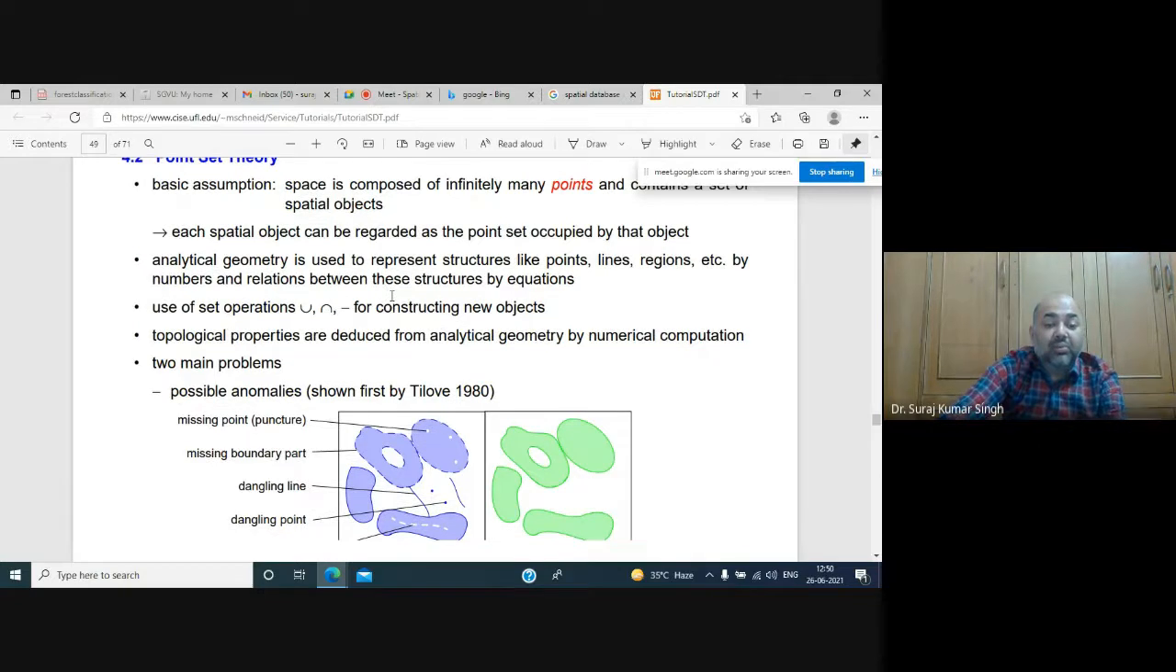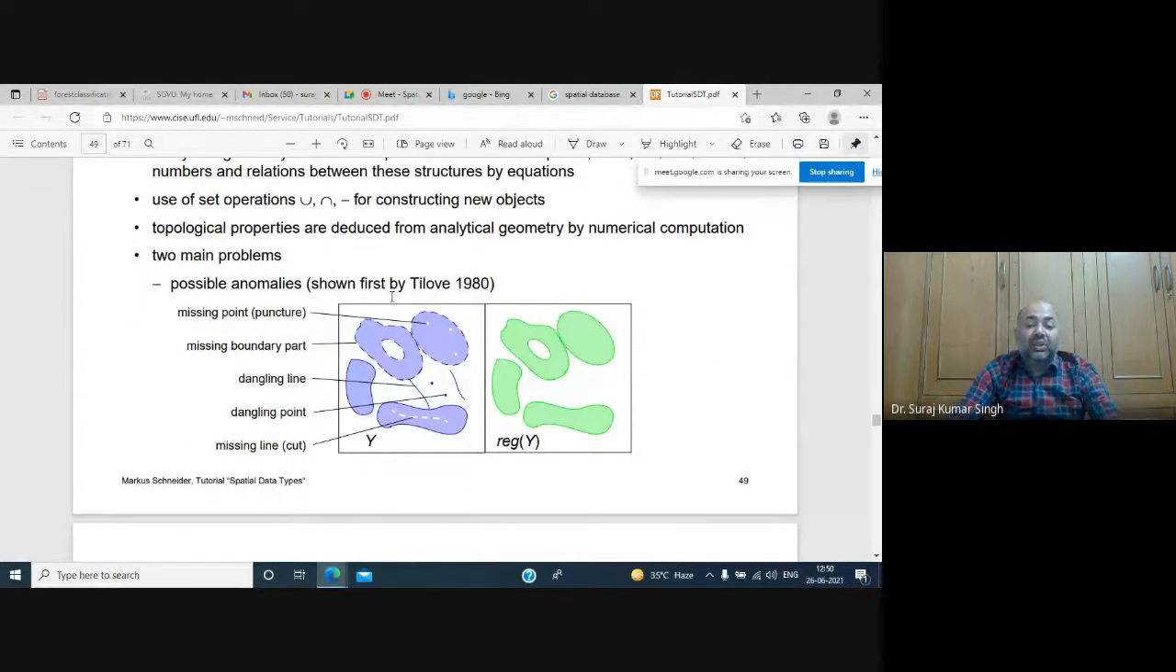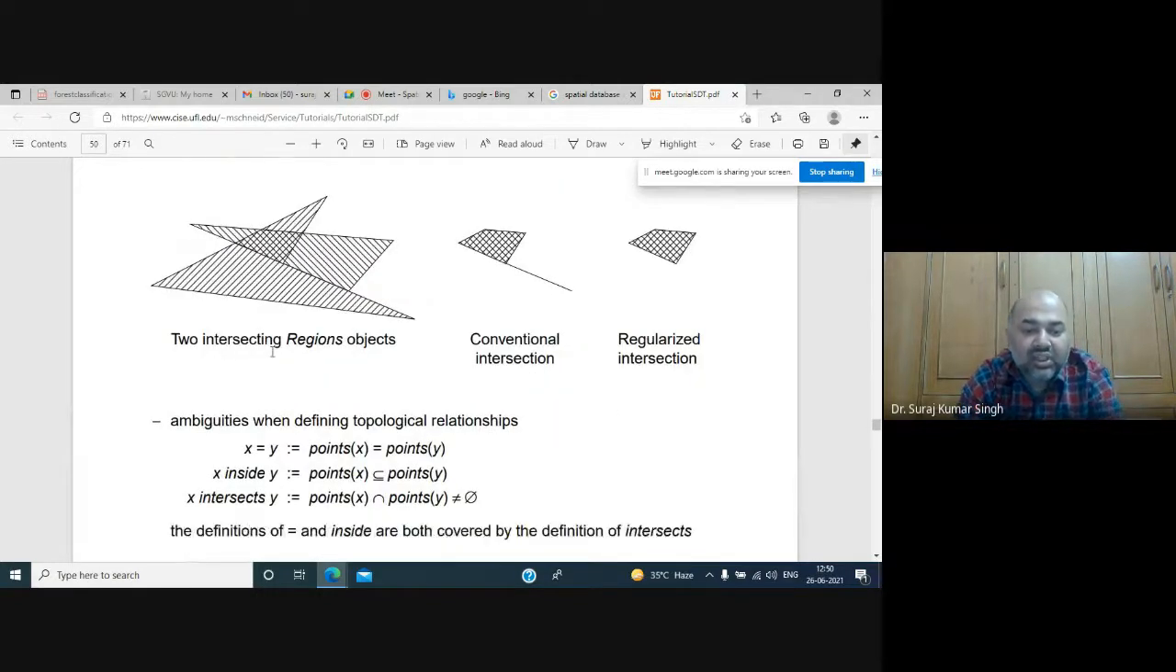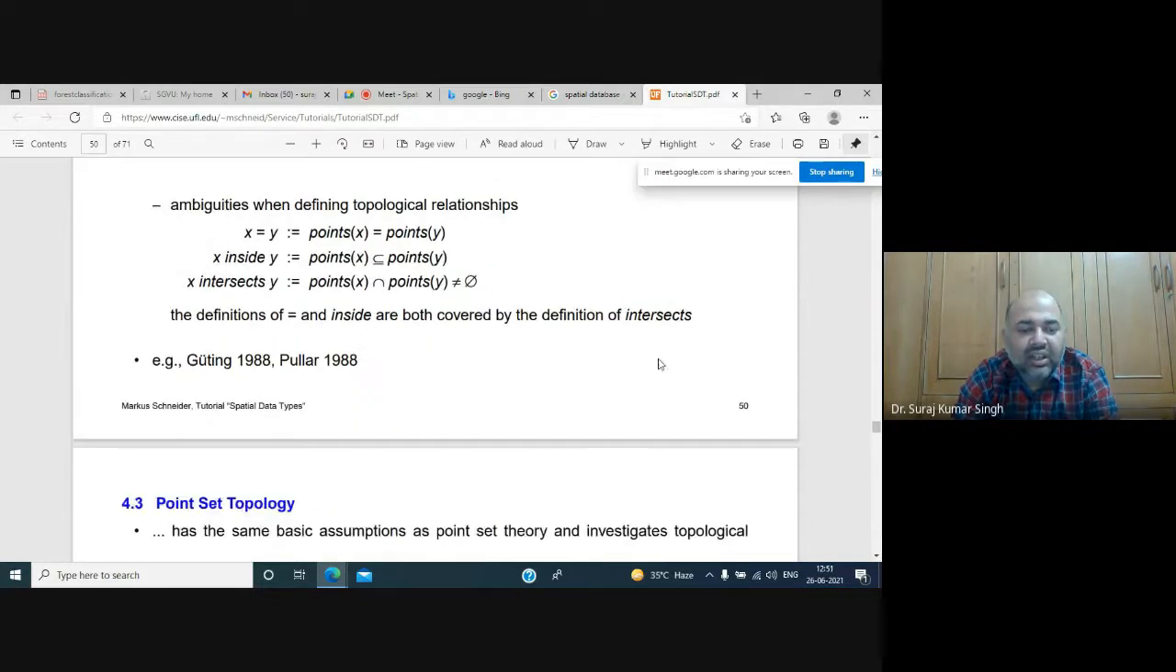Then the main problems of this are possible anomalies: missing points, missing boundaries, dangling lines, dangling points, missing chords. So these are two intersecting region objects where you can see this is an error. Then conventional intersection, again this is an error, and this is regularized intersection, this is also an error.